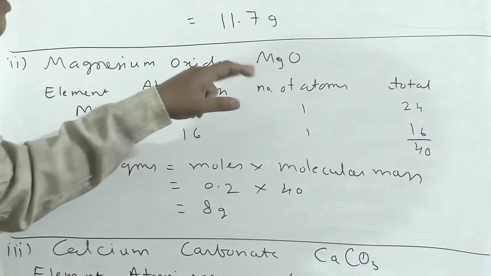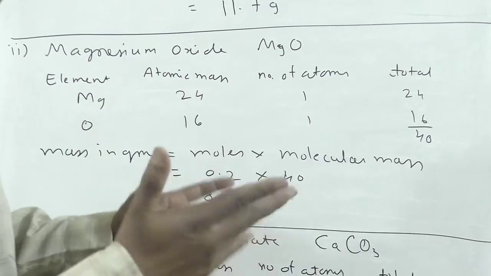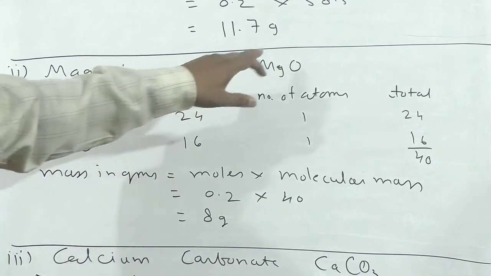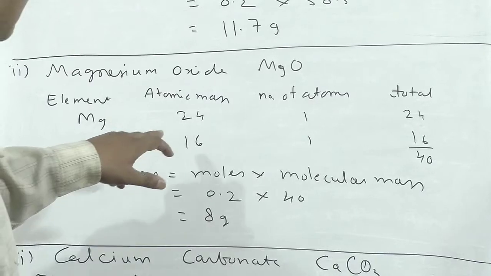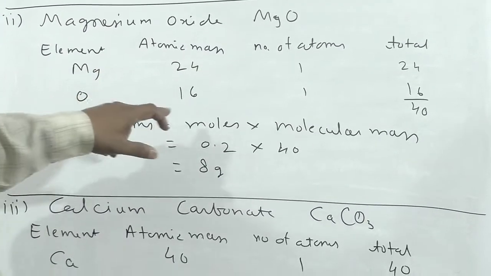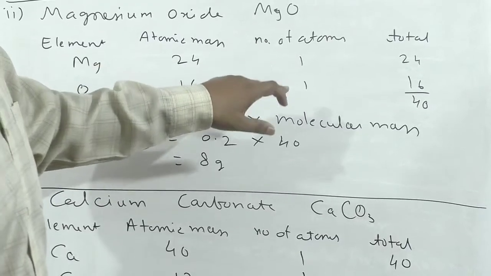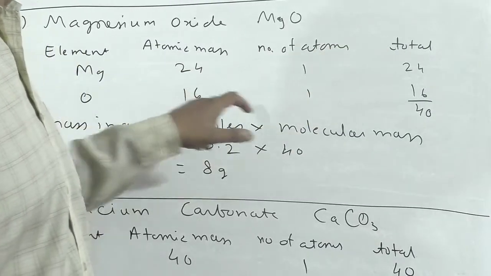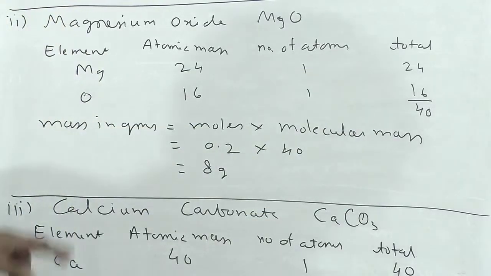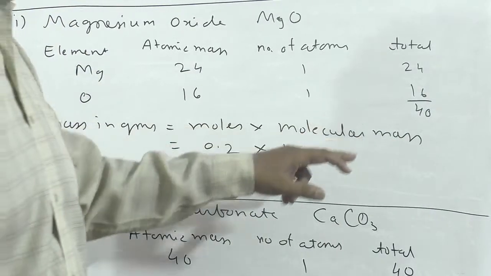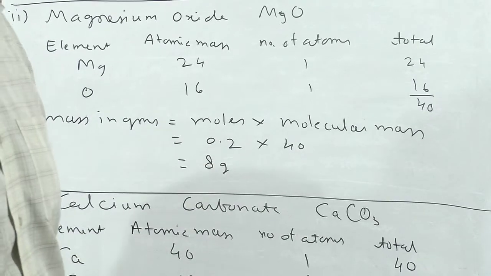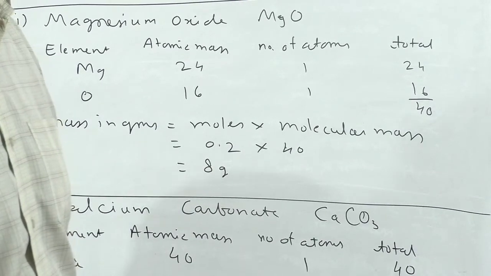Second, magnesium oxide, formula MgO. From the table, find out what my elements are: Mg1 O1, because the valencies are 2, 2, so 1, 1. Atomic mass Mg 24, O 16. Number of atoms 1, 1. 24 into 1 is 24, 16 into 1 is 16. 24 plus 16 is 40. Mass in gram is moles into molecular mass. 0.2 into 40, 8 gram. Understood?